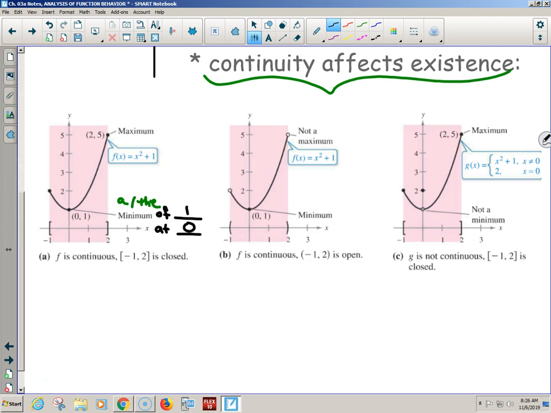Does that make sense, the difference? X equals 0 is where this happens, and the actual lowest it goes is 1. When I'm talking about min or max values, I'm talking about those y values. How high, how low does my function go? So do I have an absolute? Yes. Do I have a relative? Yes. Okay. How about this guy?